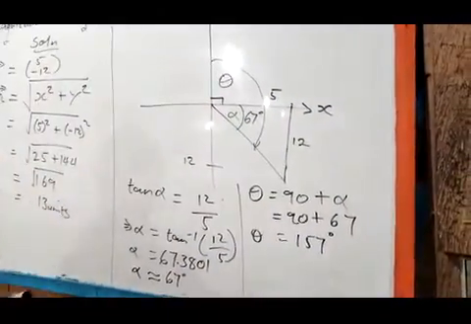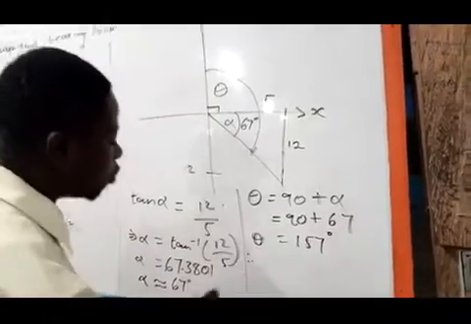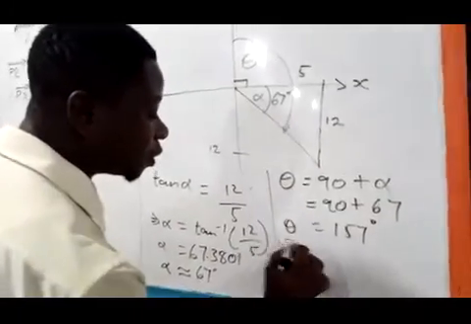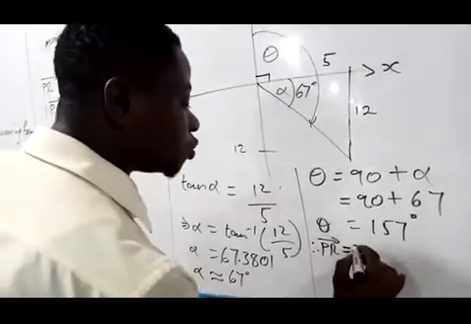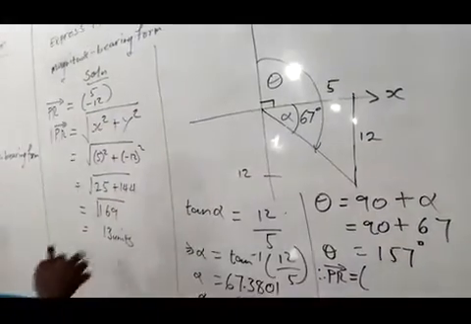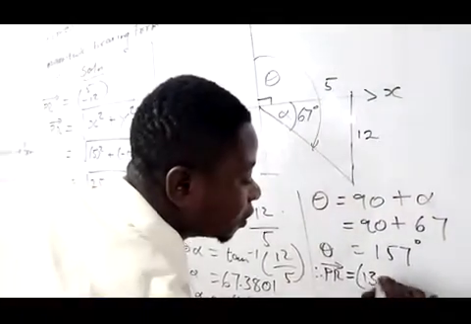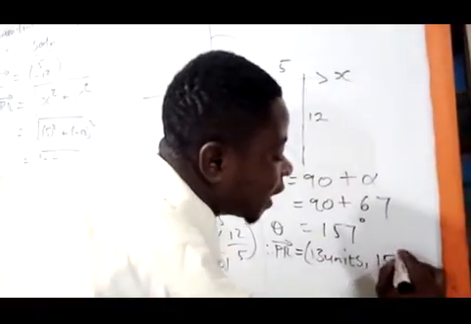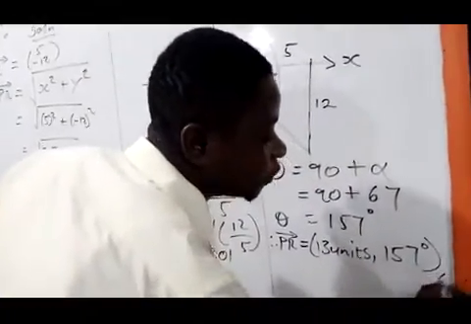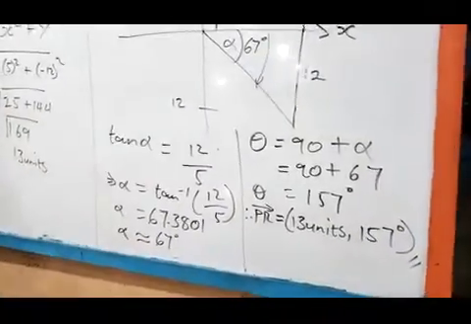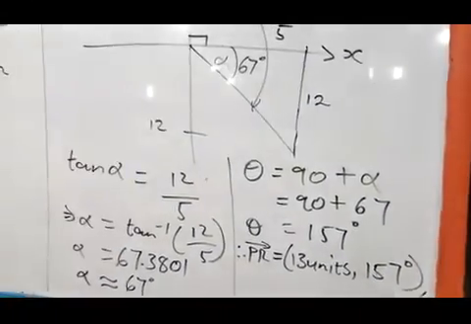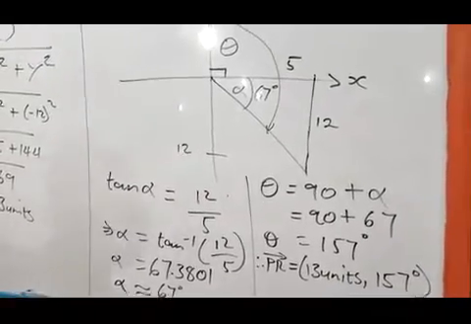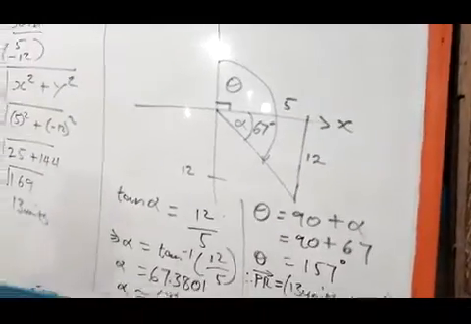And we can say that therefore vector PR is equal to 13 units, comma, 157 degrees, and that is it. With this understood, I'm going to give you two.